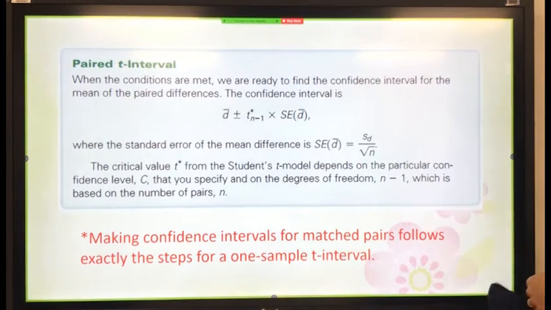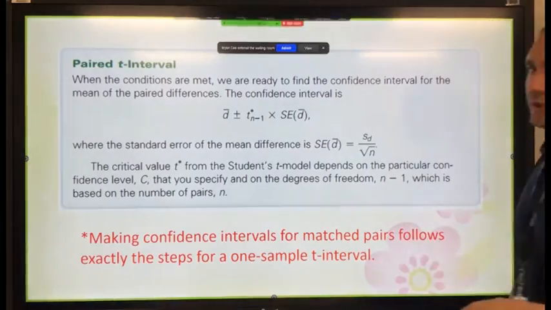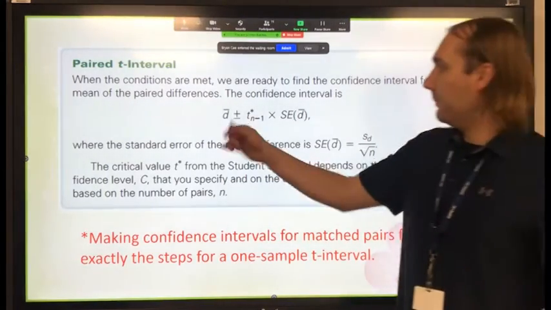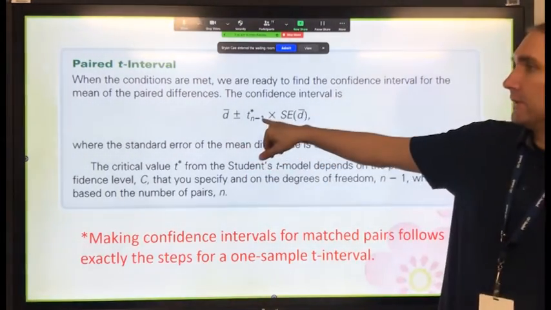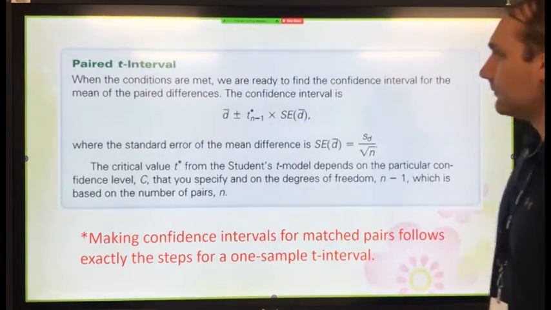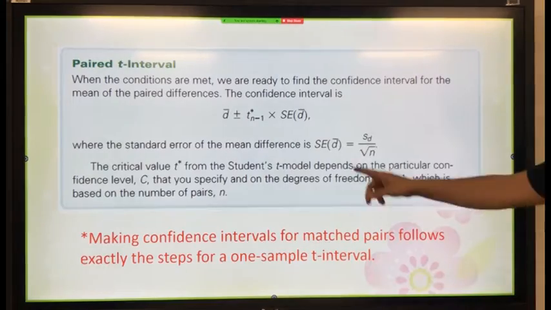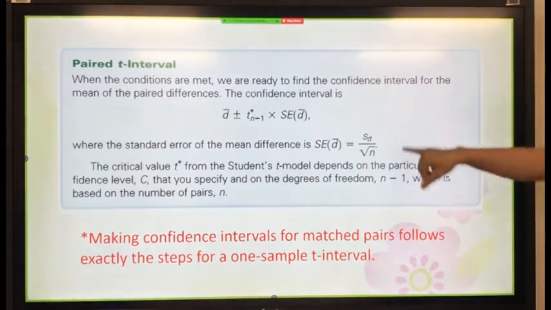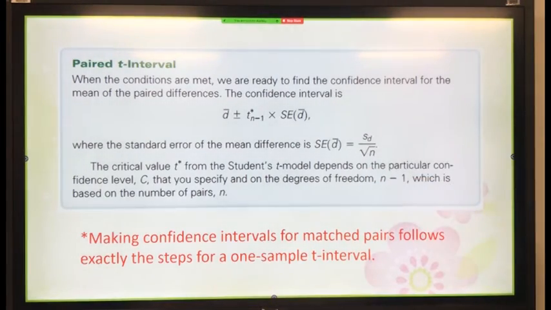The confidence interval is the same thing it's always been: your mean plus or minus your degrees of freedom times the standard error, where the standard error for the mean difference is your standard deviation over the square root of your n, the total number.